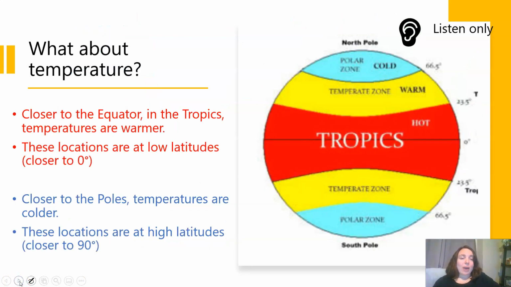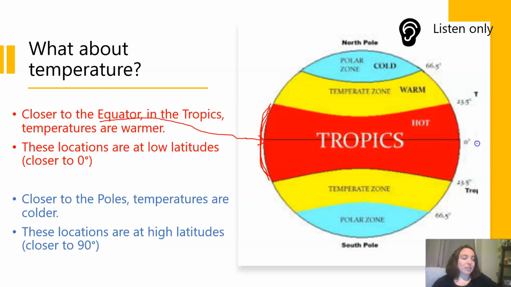Before I get into how we classify air masses based on temperature, I just want to point out what latitudes are. So on Earth, we have the equator, which is right through the center of the Earth. Those temperatures are much warmer. We call those areas the tropics. The latitude refers to how far away from the equator you are.